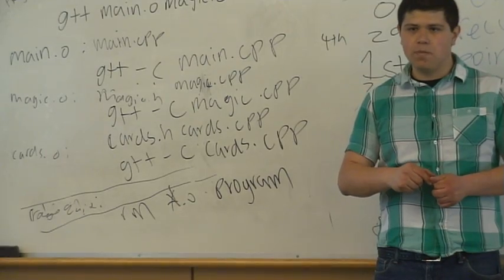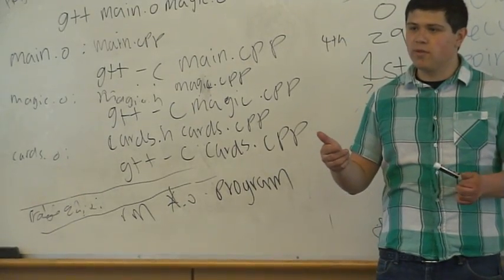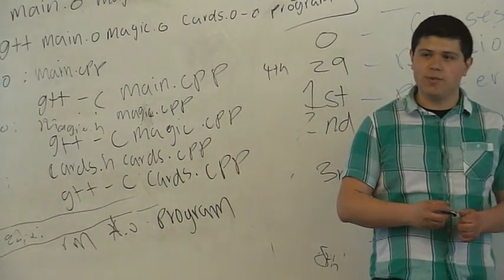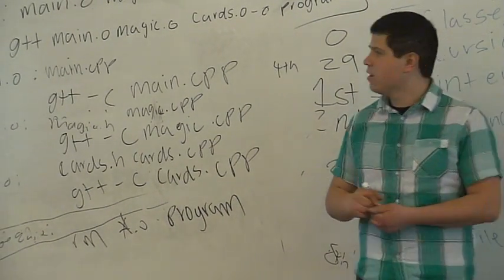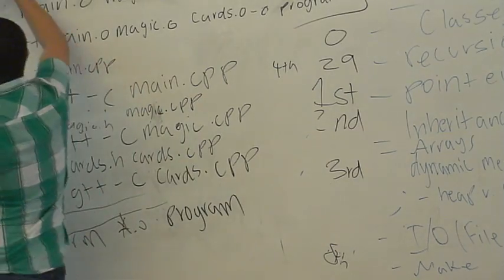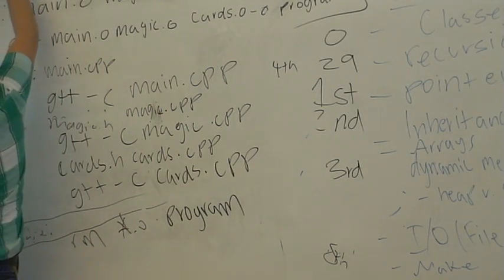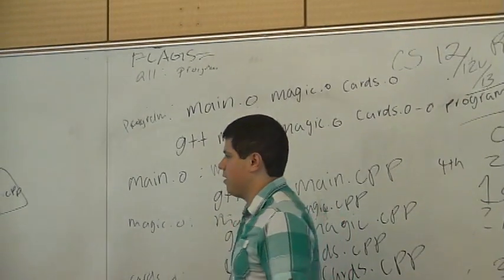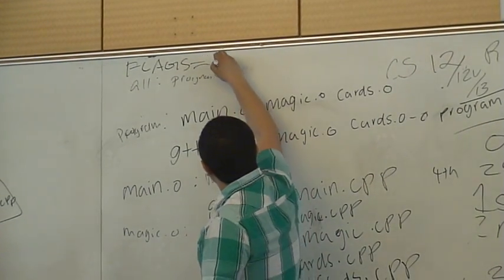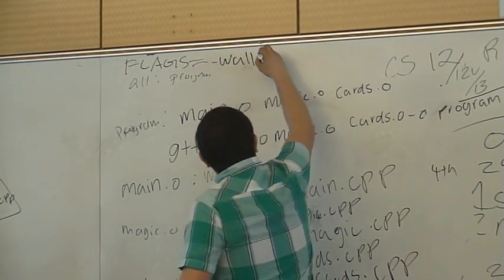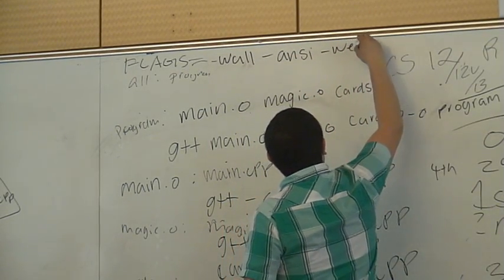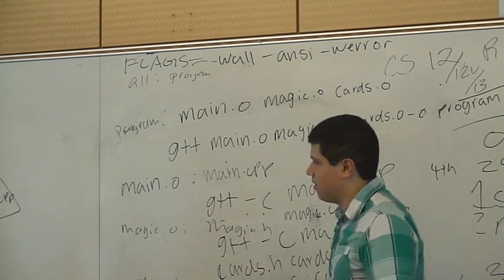So one little extra thing for make calls is that we can have variables. Usually we use these variables to store our flags. So we can have an abundance of flags. So what are some flags like? Wall, dash W, dash W error, whatever, and a lot of other things.